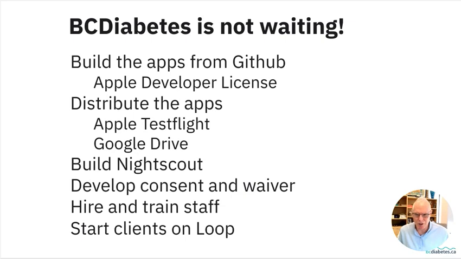And he said, Tom, yes there is. You can have your own software engineers build the app, download the code from GitHub, get an Apple developer license, distribute it through Apple TestFlight, and then you can use Google Drive for the Android equivalents. You also need to have some kind of Night Scout generator that will save the 4 hours it takes the average person to build it. You need a consent and waiver to keep you out of trouble. You need to hire and train staff to do all this, and then finally you will be able to start people on Loop at scale.